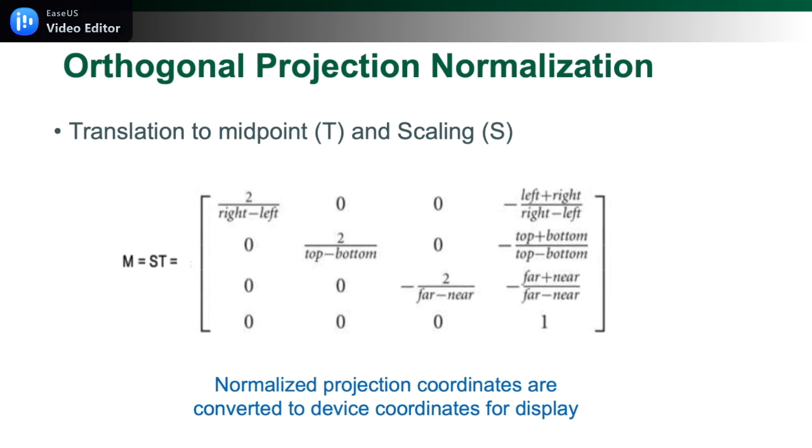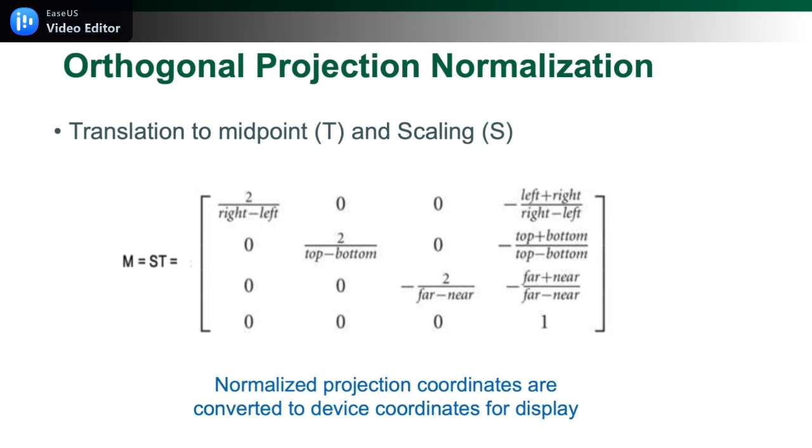To do that, it's very simple. We just use this translation and scaling matrix, where the diagonal represents the scaling factor and the last column represents the translation of the midpoint to the center. Now, normalized projection coordinates are converted to device coordinates for display. That's why they are useful.